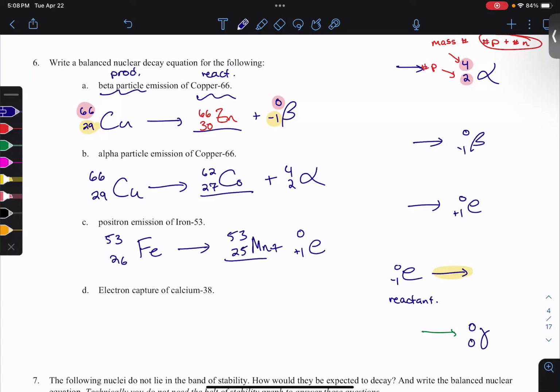And then finally, this last one is weird. Electron capture. Calcium 38 has 20 protons. This time the electron is going to be a reactant. So -1 number of protons there. All right. Notice it's just one product here. So 38, and I think this is 19. So it is potassium. Cool.